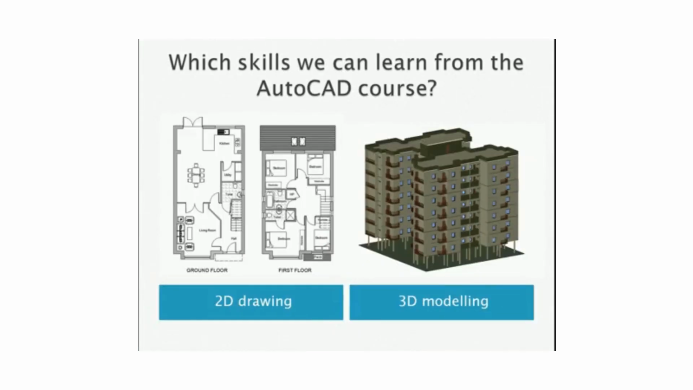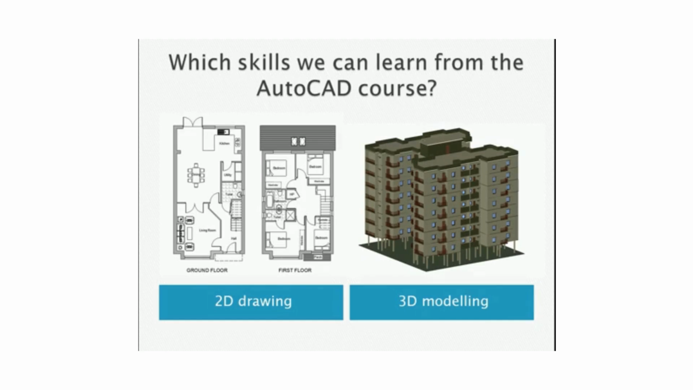You can see here the major skills you will learn from the AutoCAD course: 2D drawing and 3D modeling. After doing this AutoCAD course, you are able to make this kind of 2D drawing or any big 2D drawing. You can also fill the colors of this drawing, and you are able to make 3D modeling like this after doing the AutoCAD course. So these are two major skills you will learn. The first one is 2D drawing and the second one is 3D modeling.